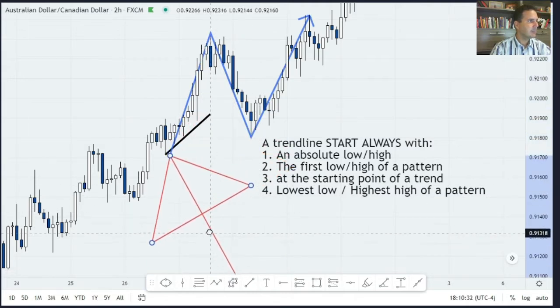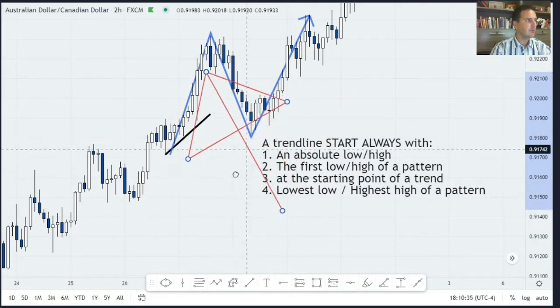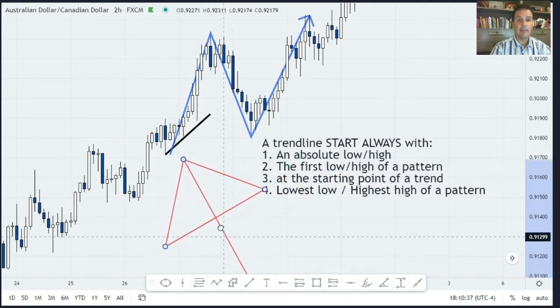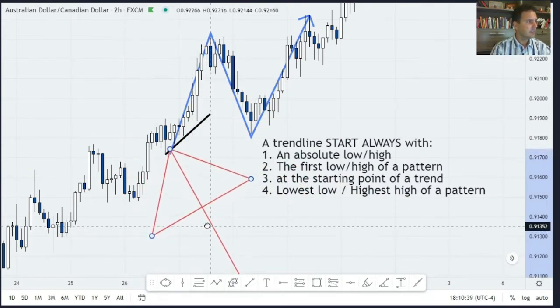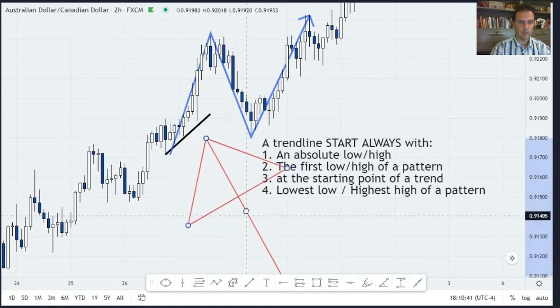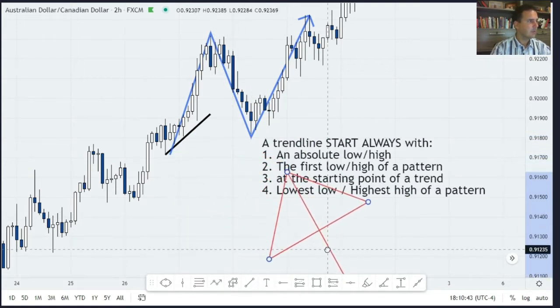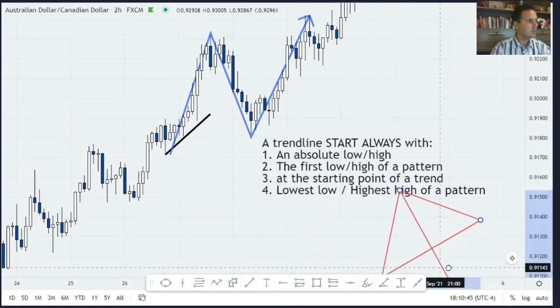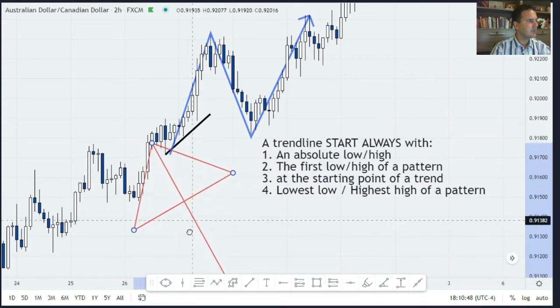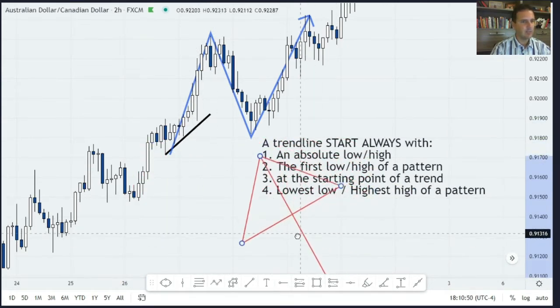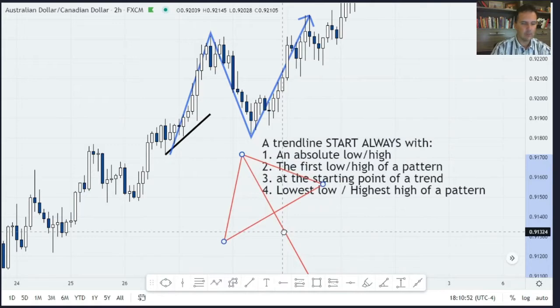This low is part of the uptrend, but is this the starting point? Alfred Chu says no. Number 4, is this the lowest low or the highest high? Is this the lowest low of the pattern? So as you can see, everybody, 1, 2, 3, 4, not correct.